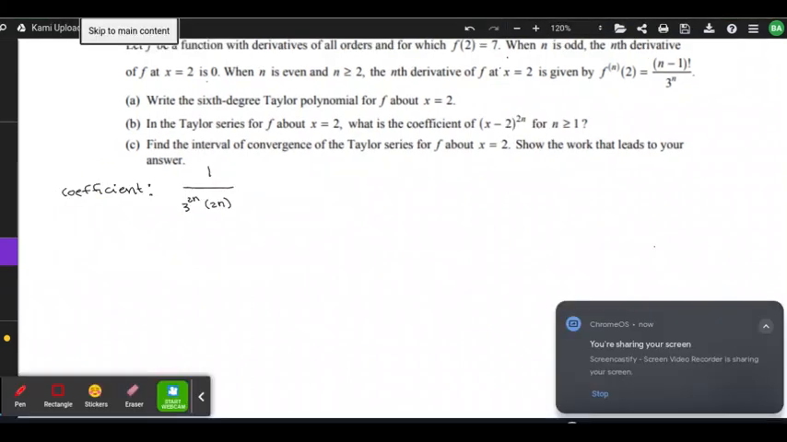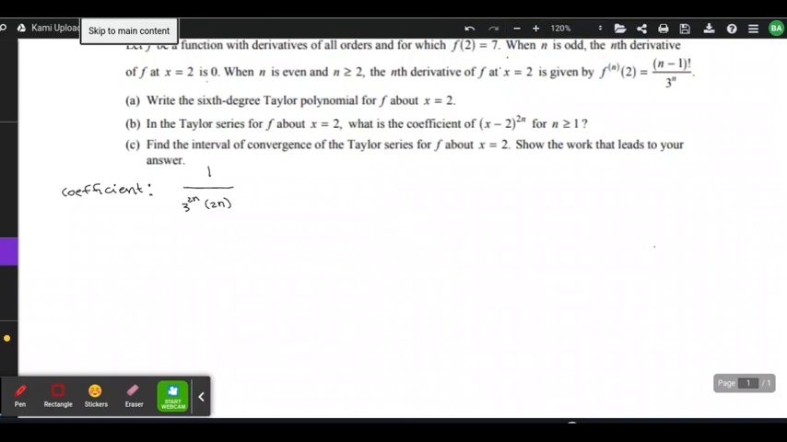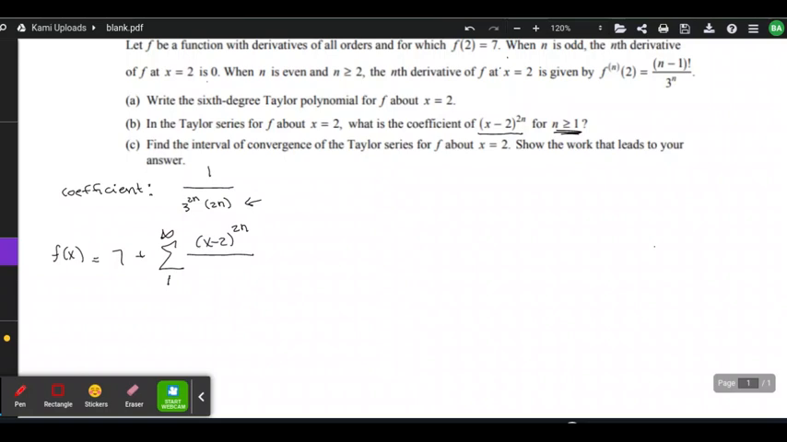Part C is asking to find the interval of convergence of the Taylor series for f about x equals 2. So first we're going to need to write the general term of that Taylor series. Since we know our coefficient for when x minus 2 is to the 2nth, we're going to say 7, because remember we're starting when n is greater than or equal to 1, plus sigma 1 to infinity of x minus 2 to the 2nth power over our coefficient we found right here, 3 to the 2n times 2n.